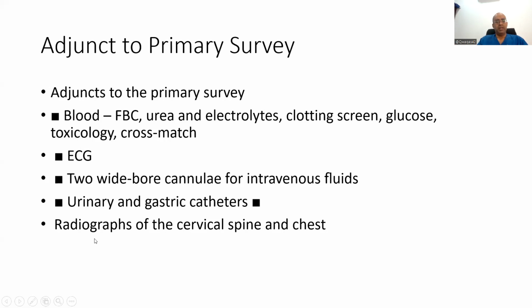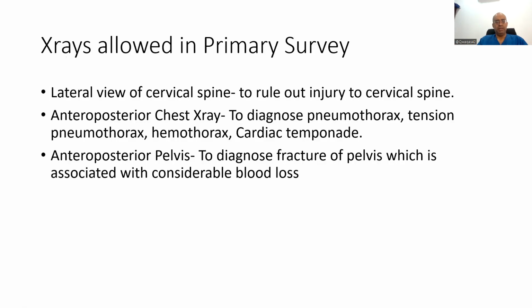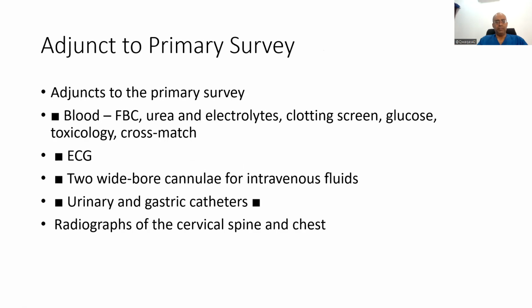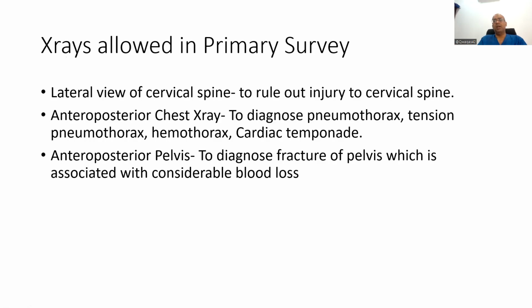What are the radiographs which are allowed in the primary survey? So only the lateral view of the cervical spine, chest X-ray and X-ray of the pelvis. So these are the X-rays which are allowed in the patient with primary survey. Lateral view of the cervical spine to see any fracture of the spine. AP chest X-ray view to diagnose any pneumothorax, tension pneumothorax, hemothorax, cardiac tamponade. And AP view of the pelvis to see any fracture pelvis.